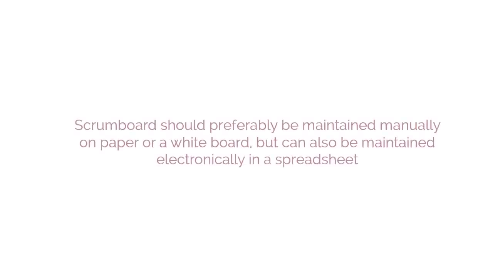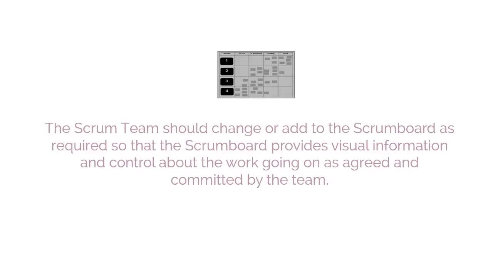Furthermore, the Scrumboard should preferably be maintained manually on paper or a whiteboard, but can also be maintained electronically in a spreadsheet. The Scrum team should change or add to the Scrumboard as required so that the Scrumboard provides visual information and control about the work going on as agreed and committed by the team.